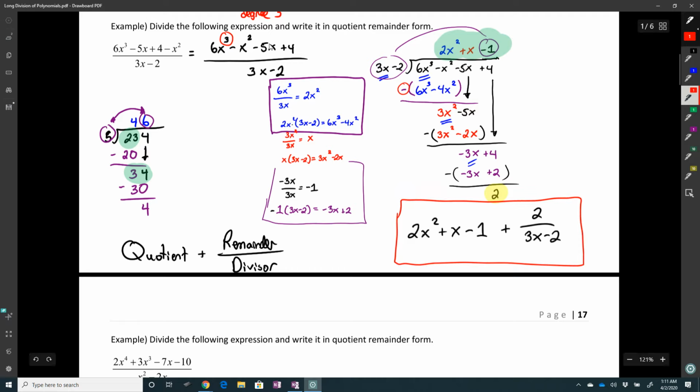What they're saying is that this equation that we started with is the same thing as this one. All we did was we found how many times 3x minus 2 fits into it. Turns out it fits this many times, 2x squared plus x minus 1, but there's a remainder of 2.